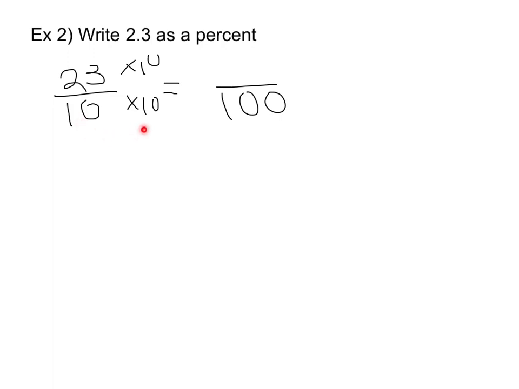10 times 10 gets me 100, and 23 times 10 is going to get me 230. So 23 tenths is equal to 230 one-hundredths, and therefore 2.3 as a percent is actually 230%. You don't often think that percents are over 100, but they can be.